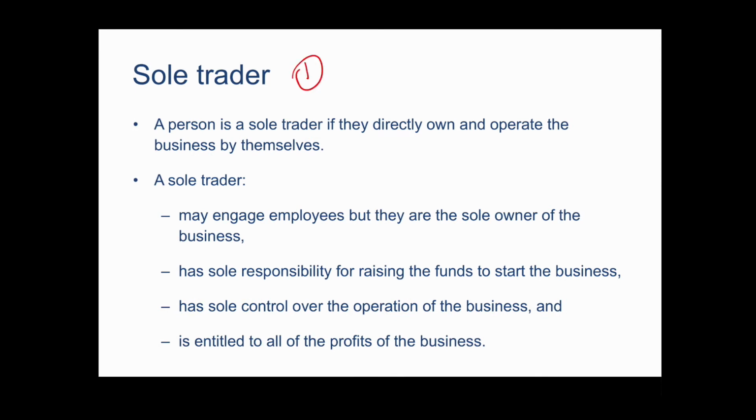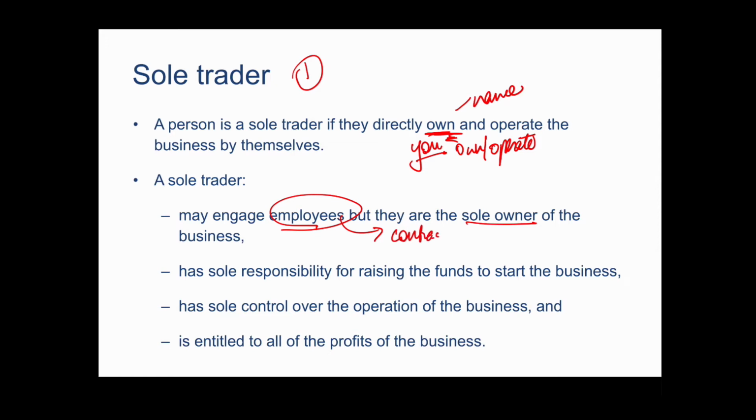So the first structure that we're going to look at is a sole trader. Now, a sole trader is simply where someone owns and operates the business by themselves, right? It's in their own name. And by name, I mean they are the person doing it. So they can employ people, but they're the sole owner, and it would be me, Gavin, employing you. Okay, there's no business structure between us. If you do that, then you will have sole responsibility for raising the money to start the business, but you have sole control over the operation of the business, and you're entitled to all of its profits.